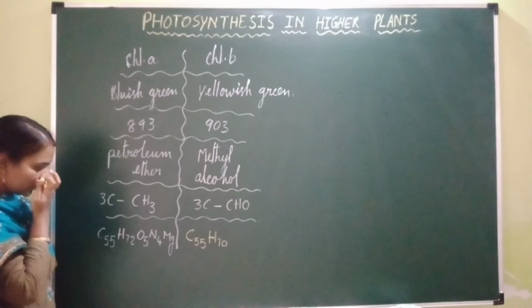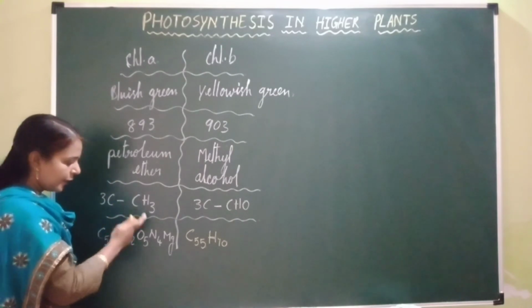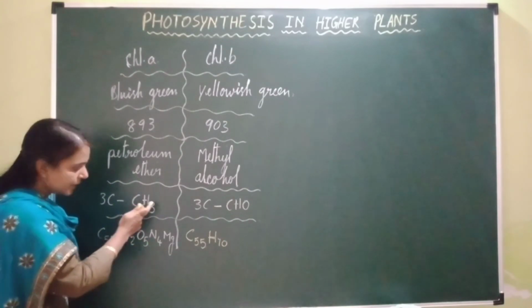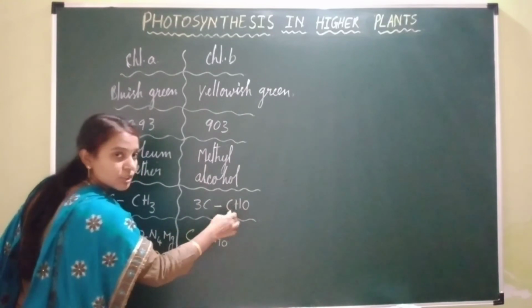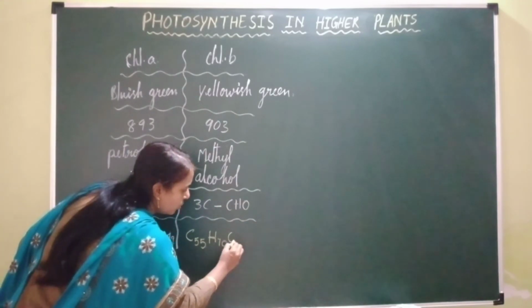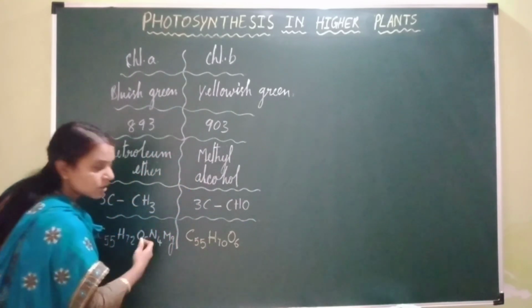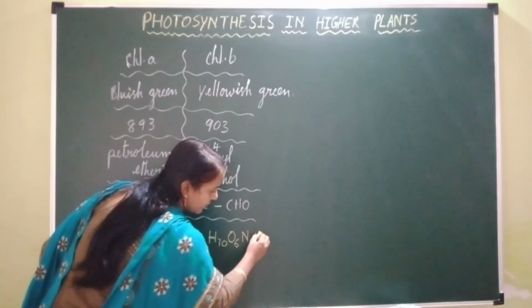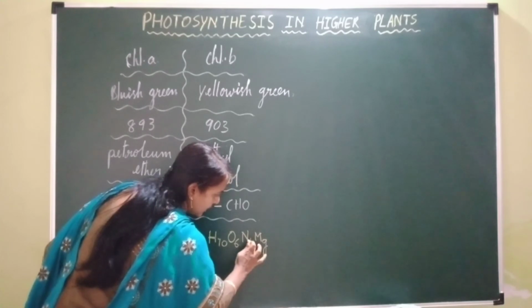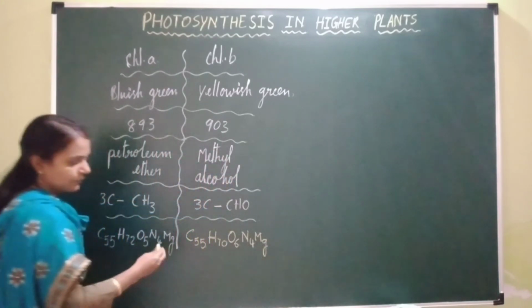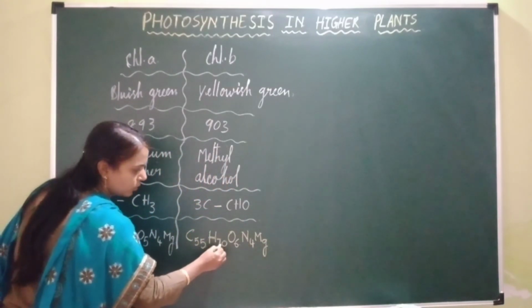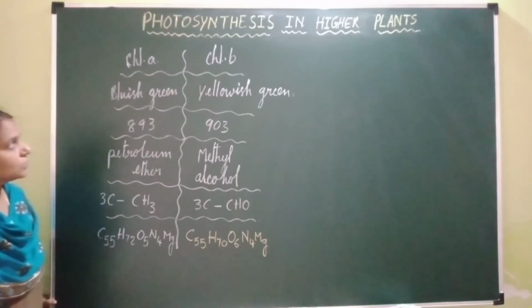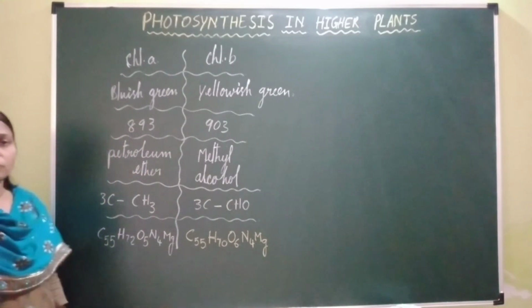Next, coming to oxygen. In chlorophyll A, O5. Here there is no oxygen, but here one oxygen is extra. So O6. Next, the rest is all the same, that is N4Mg is the same. There is no change in N4Mg. So what is the molecular formula of chlorophyll B? C55H70O6N4Mg. So this is all about chlorophyll pigments.